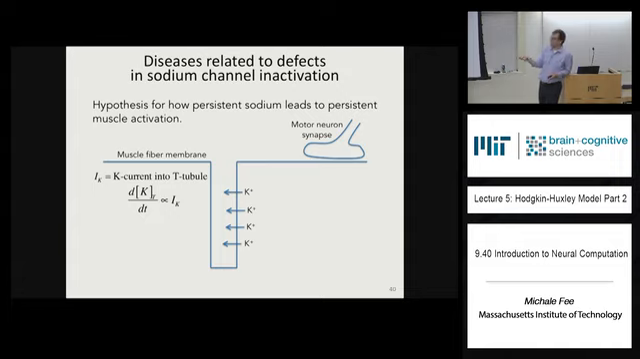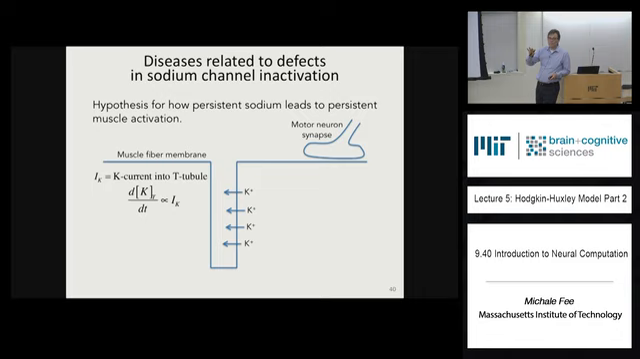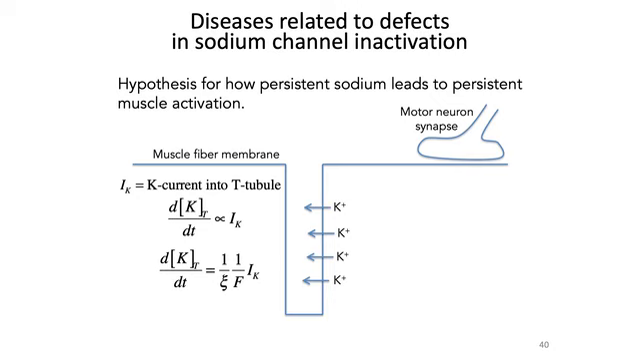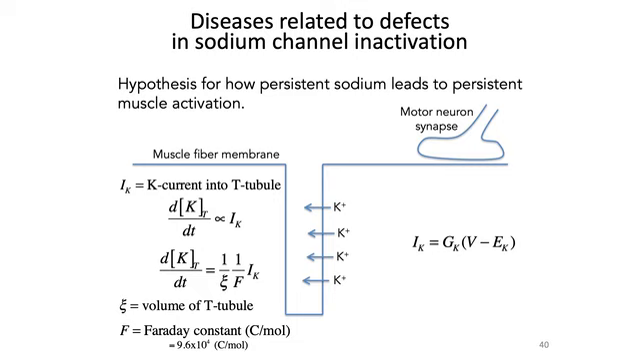So current is coulombs per second. Here we have moles per liter per second. So we need to divide by two things. We need the volume of the T-tubule, and we need Faraday's constant, which is just coulombs per mole. That's a well-known number that you can just look up. Multiply those two things together, you get the contribution of the potassium current to the rate of change of the potassium concentration. Okay? The potassium current is just conductance times driving potential.